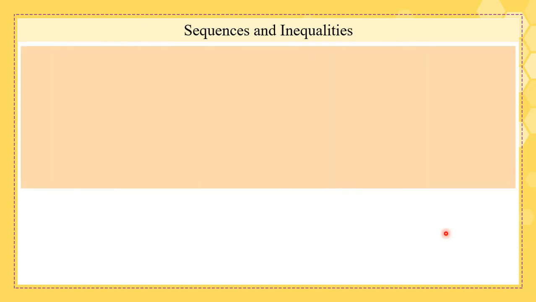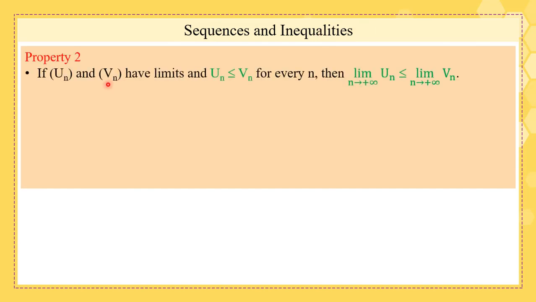Now we're going to talk about sequences and inequalities. If Un and Vn have limits and Un is less than or equal to Vn for every n, then we can say that the limit of Un is less than or equal to the limit of Vn. And this works for the 4 inequalities. I mean, if Un is less than Vn, we can also apply a limit here and there, and if Un is greater than Vn, we can apply the limit.